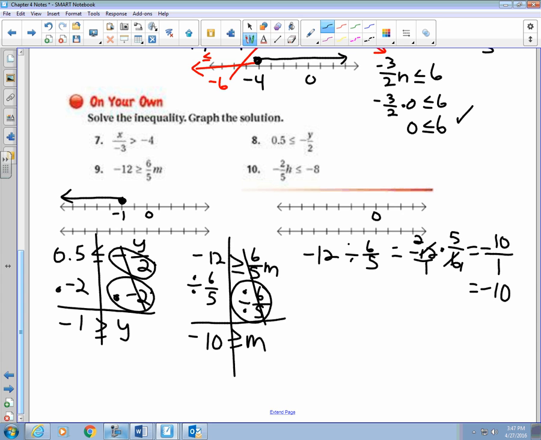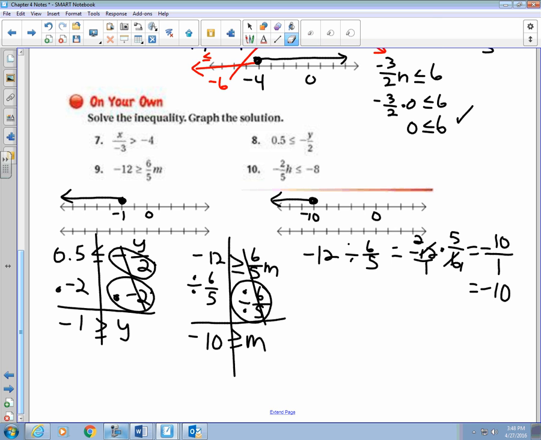So I can graph that. I need a 0 and a negative 10 on my number line. M can be less than or equal to negative 10. So that's a closed circle, and less than means to go to the left. Okay? Again, read it backwards. M is less than or equal to negative 10.